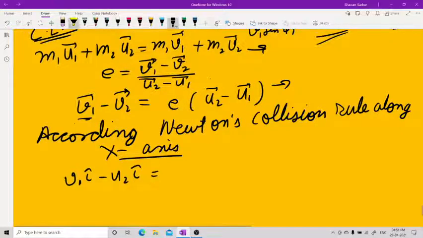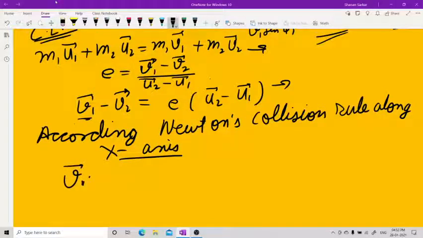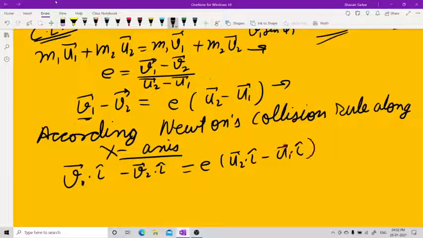No, wait a minute, I made a mistake. You need to take only the i components. This is going to be v1 along the x-axis we are taking. If you do this also, it will come out to be the same. See what I'm doing. I'm doing a dot product with i cap, those unit vectors, no problem. You can do it this way also, and u1 i dot product vectors. So what will you get? You will only get i dot i, and i dot j will be 0.